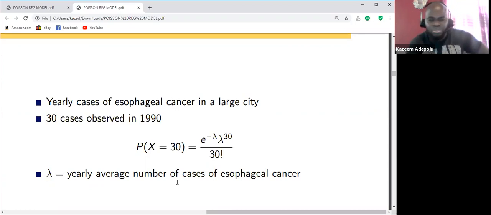What I'm just trying to tell you right now is that if I want to know the probability of the number of cases, if I really want to have an accurate measurement of that, then I need to be able to figure out: am I using the right incidence rate?